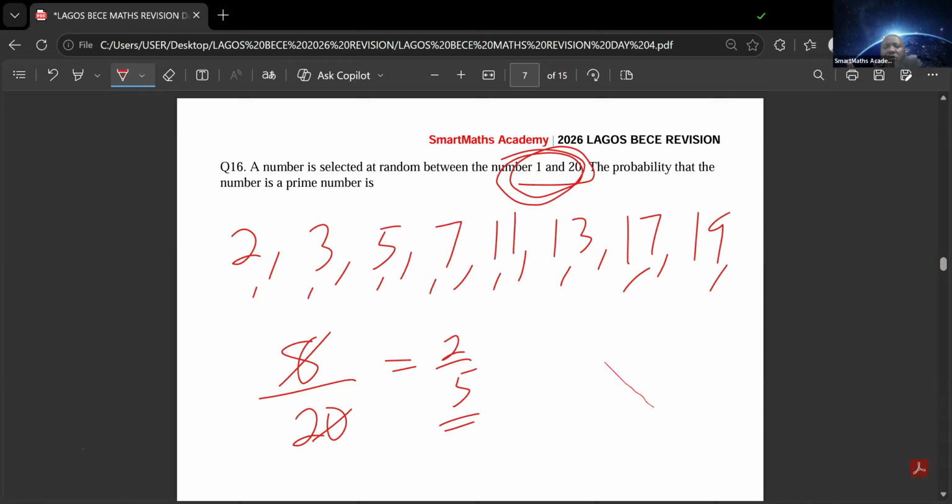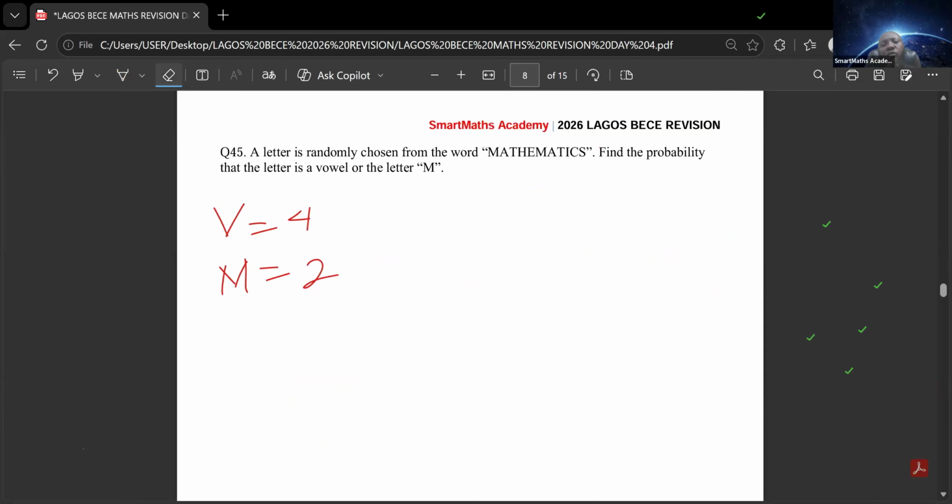So we look at it. Let's look at vowels first. We have A, 1, 2, 3, 4. That is, the vowels are 4. And M, how many M are there? 1, 2, 2 M's. So the total of the letters we have in this word will be 1, 2, 3, 4, 5, 6, 7, 8, 9, 10, 11. So the total is 11.